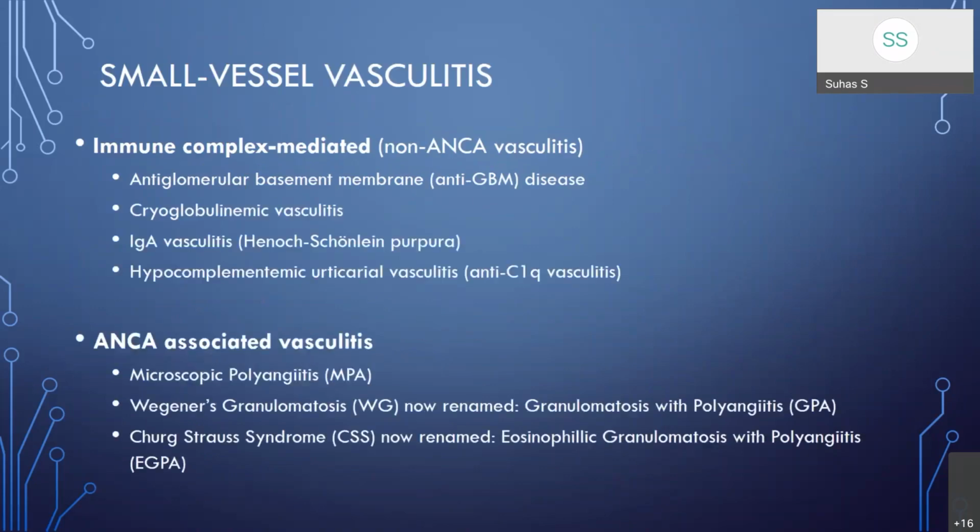Coming to the small vessel vasculitis, we can classify this as immune complex mediated or non-ANCA vasculitis and as ANCA associated vasculitis. Among the immune complex mediated vasculitis, we have anti-GBM disease, cryoglobulinemic vasculitis, IgA vasculitis, and anti-C1q vasculitis. Among ANCA-associated vasculitis, we have microscopic polyangiitis. We have granulomatosis with polyangiitis, previously called Wegener's granulomatosis. And we have eosinophilic granulomatosis with polyangiitis, previously called Churg-Strauss syndrome.